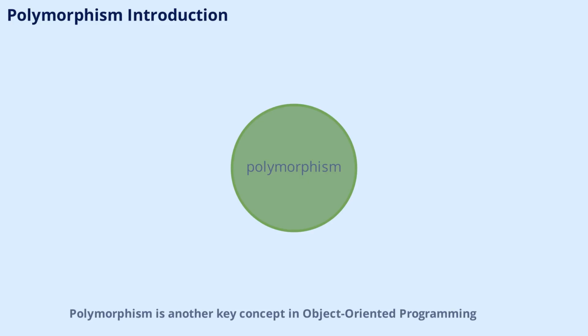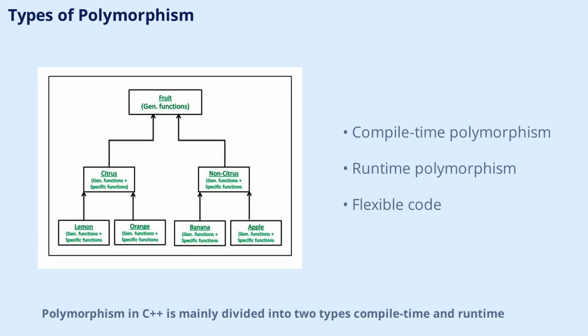Polymorphism is another key concept in object-oriented programming. It means having many forms. In C++, polymorphism allows the same function or method to behave differently based on the context. For example, a person can be a father, husband, and employee at the same time, exhibiting different behaviors in different situations. Polymorphism in C++ is mainly divided into two types, compile-time and runtime.